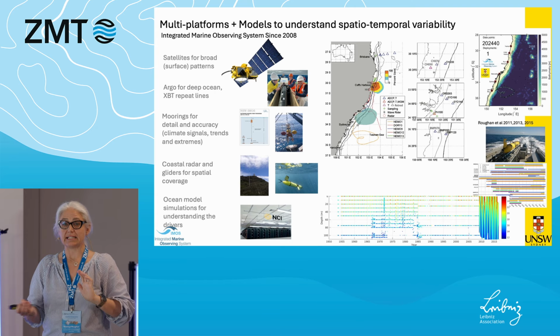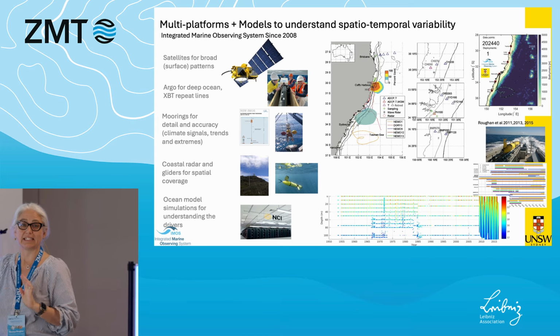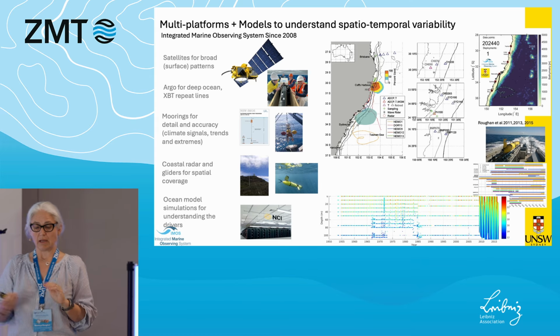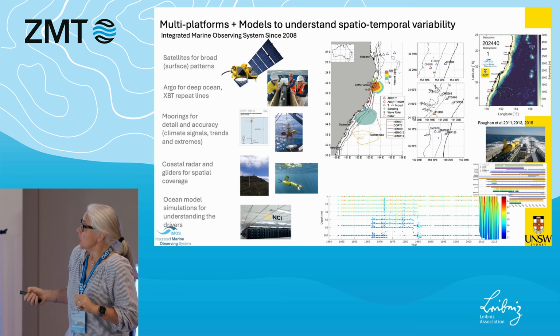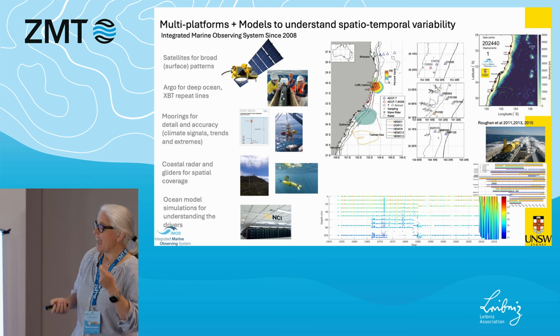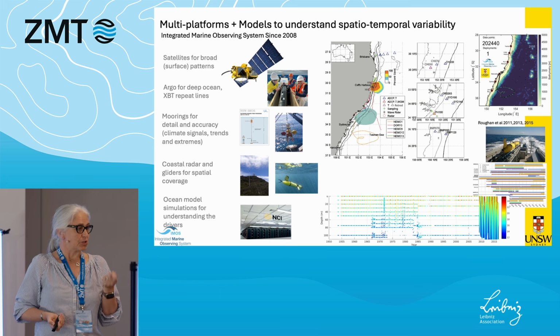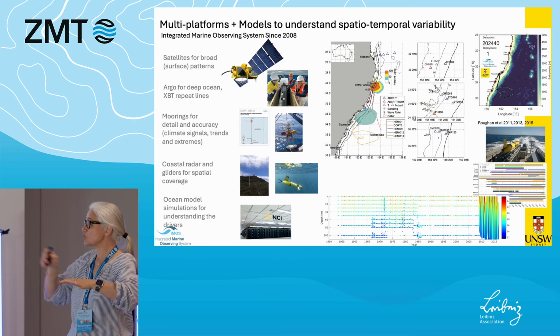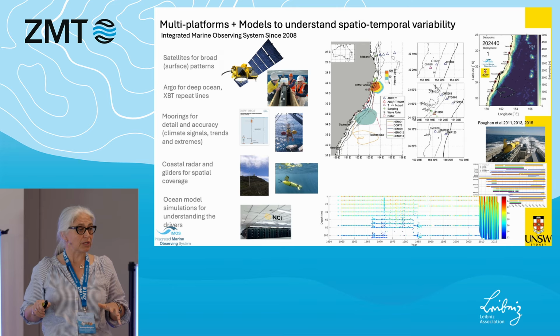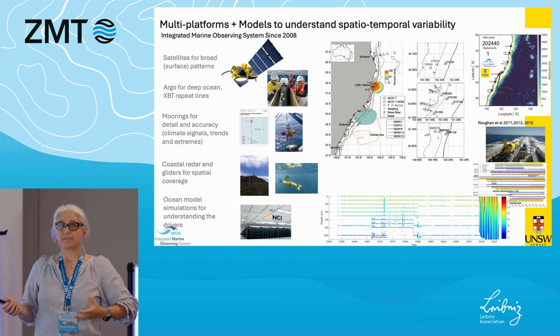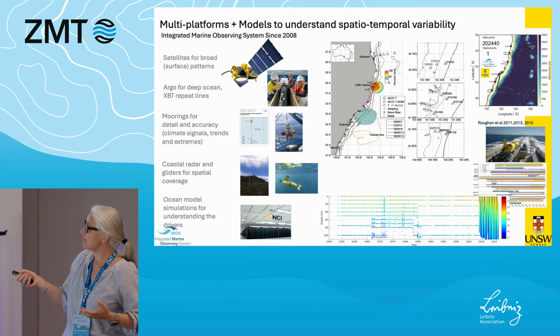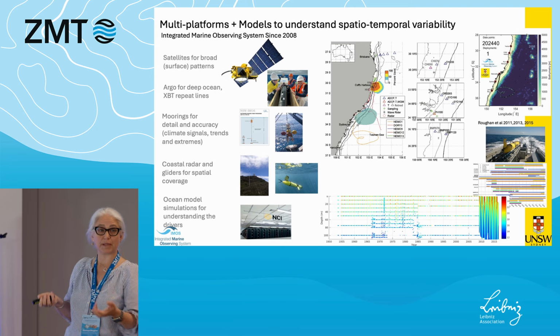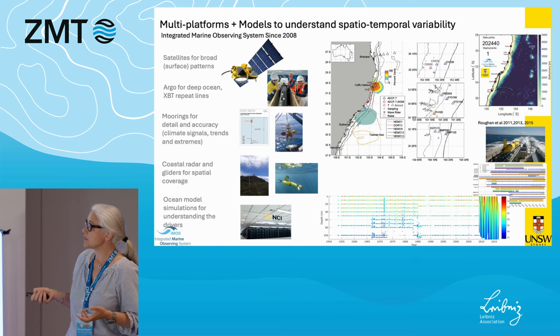We need XBTs, expendable bathythermographs, for repeat lines. We need those repeat observations across the one location. We need moorings for detail and accuracy for the climate signals, to resolve our trends and our extremes. We need coastal radar and coastal gliders for that spatial coverage. It gives context for our high resolution mooring observations, gives the spatial coverage and the context, and it can also pick up extremes. And then, of course, we need our ocean models.